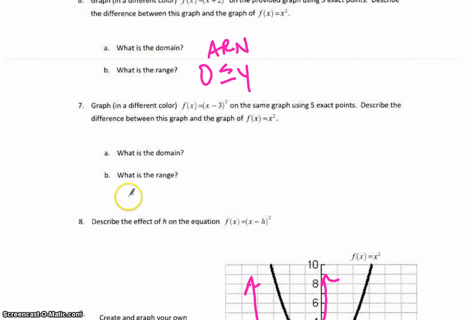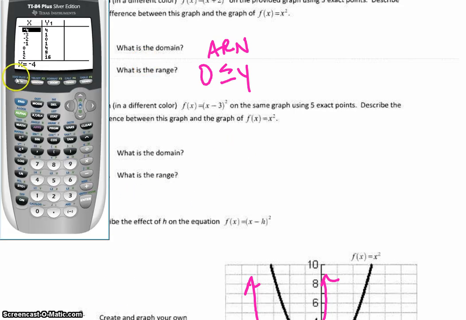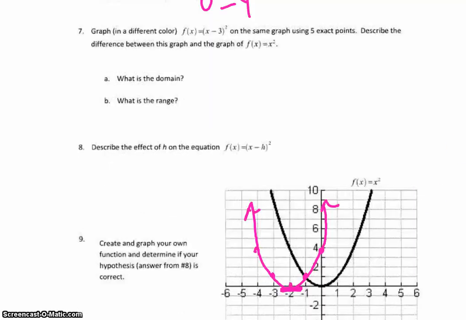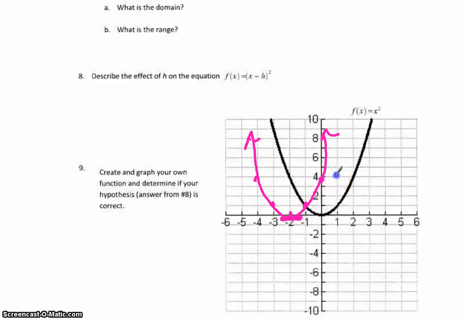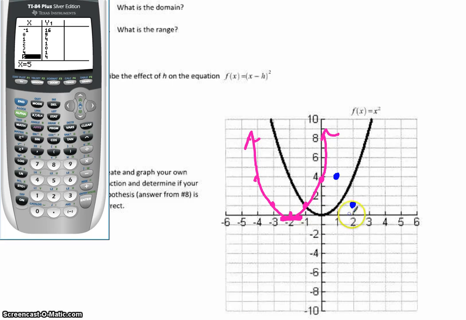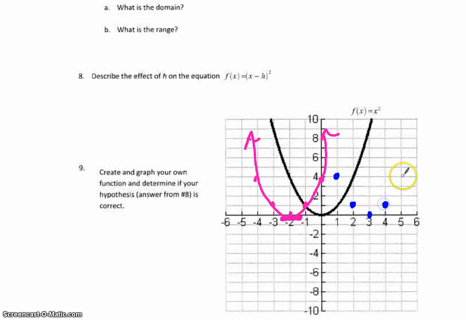So then it wants you to change colors and do (x - 3) quantity squared. So go to y equal. Make this say -3. Go to your table. And I don't like those huge numbers, so let's go down a ways. And let's go with 1, 4, 2, 1, 3, 0, 4, 1, 5, 4.